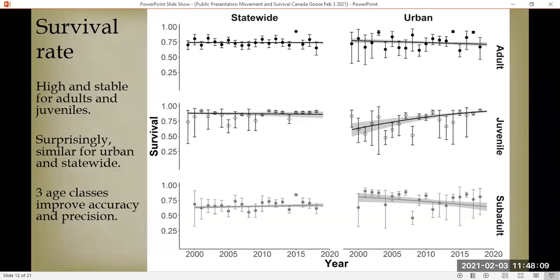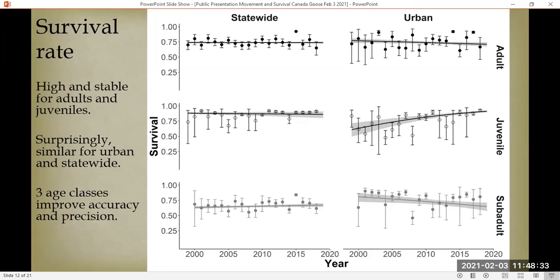What we see is remarkably high and stable survival rates for both adults and juveniles. We see a little bit lower survival rates for the subadults. And this is really insightful information. This allows us to have a much better understanding of what's going on with our Canada goose population.